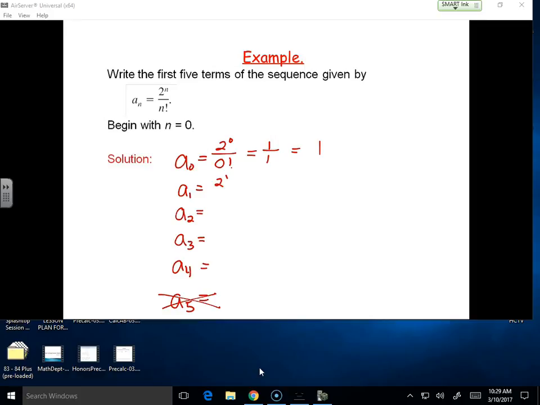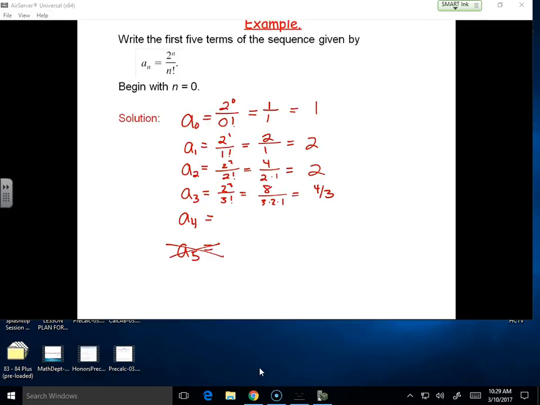Plugging in 1, 2 to the 1 over 1 factorial. 2 to the 1 is 2. What's 1 factorial? Also 1. Good job. So 2 over 1 is 2. Plugging in 2, 2 squared over 2 factorial, which is 4 over 2 times 1. 4 over 2 is 2. Oh, that's weird. Plugging in 3, I get 2 cubed over 3 factorial. 2 cubed is 8. 3 times 2 times 1 is 6. And 8 over 6 is 4 over 3.